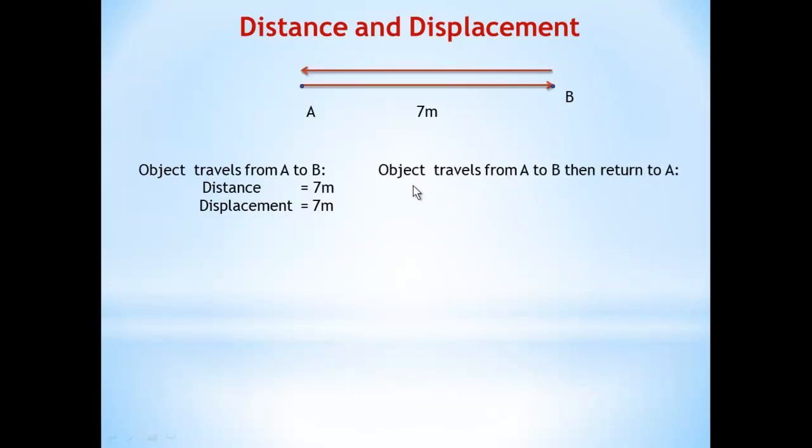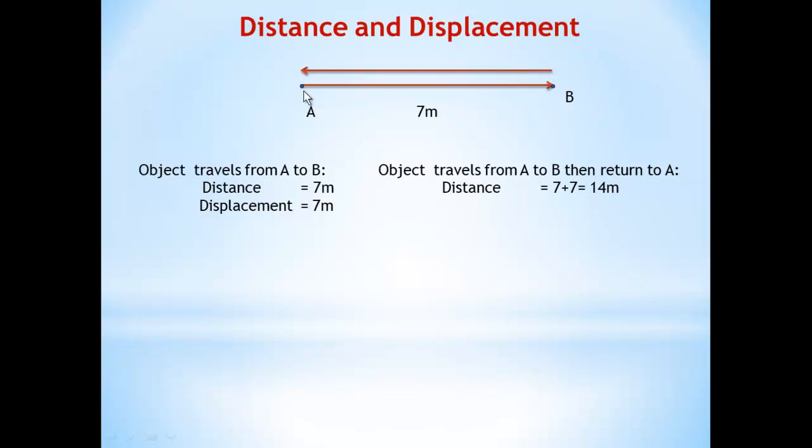Okay, now after reaching the point B, the person or the object returned back to A. That is, the object travels from A to B, then it returned back to the point A. At this time, we can see what the total distance traveled by the object is. The object is traveling from A to B, then from B to A. So A to B is 7 meter, B to A is also 7 meter. So you can say that the distance traveled by the object is 7 plus 7, that is equal to 14 meter. Now, what about the displacement of the given object?